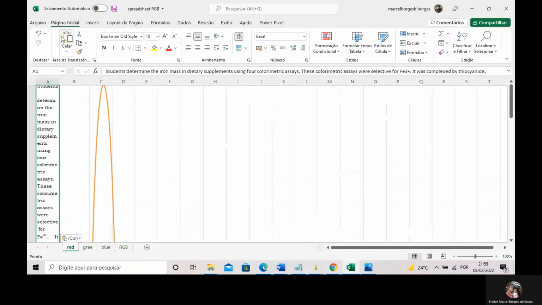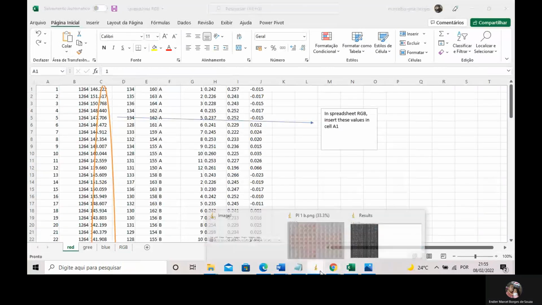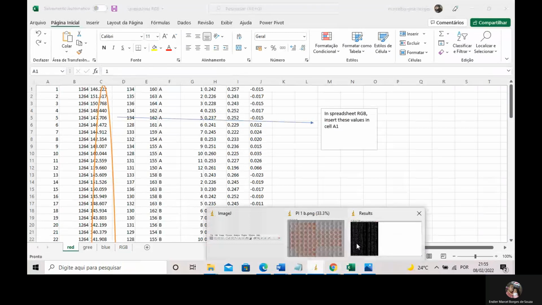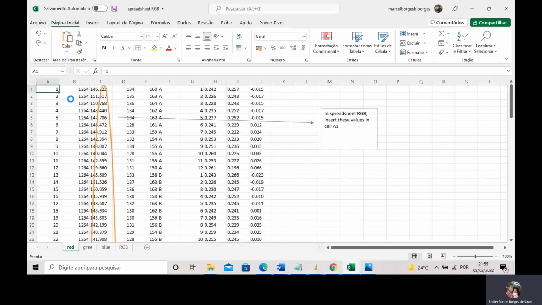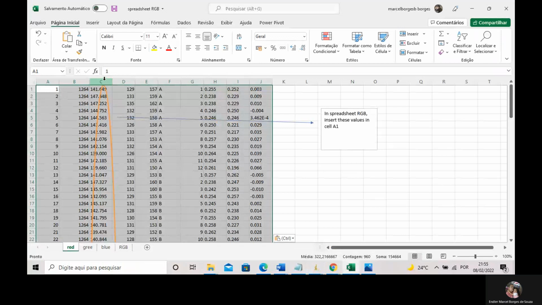Something goes wrong. So you have copied all these values. You are going to here, and we are going to paste these values in here.